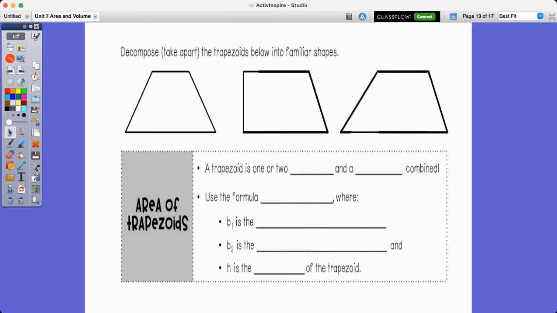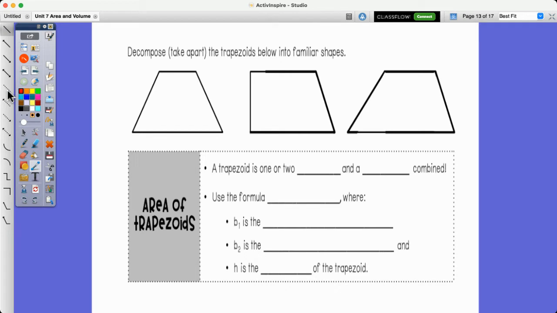Good evening, class. Today we are going to be working on the area of trapezoids. This is the back part of the area of triangles. So take out your page that says area of triangles and traps and turn it to the back side. We're going to start with the part that says decompose, or take apart, the trapezoids below into familiar shapes.